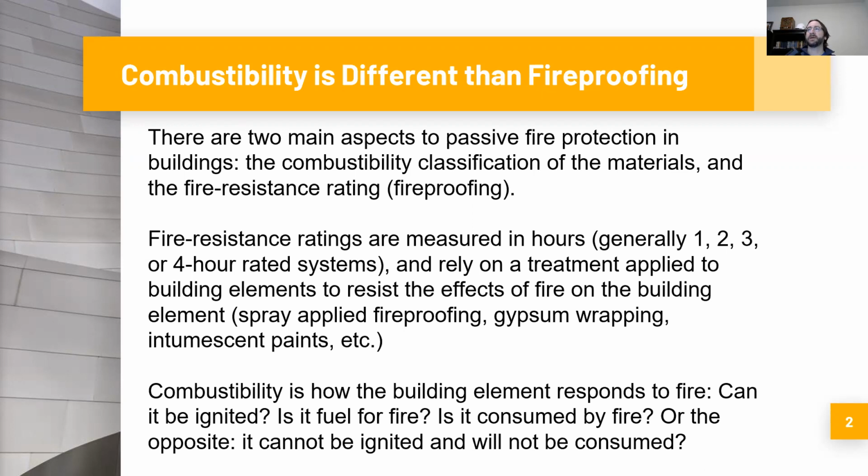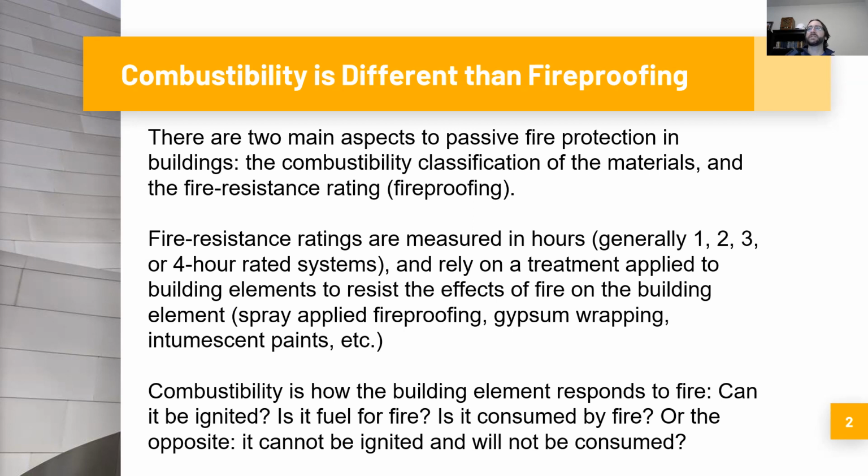So there are two main aspects to passive fire protection in buildings. And of course, passive fire protection, we're talking about the ability of the building itself to resist the effects of fire. Contrast that with active fire protection, which would be things like fire sprinkler systems, fire alarms, smoke alarms, things that activate in the presence of a fire. So there are two main aspects to passive fire protection in buildings: the combustibility classification of the materials and the fire resistance rating, commonly just referred to as fireproofing.